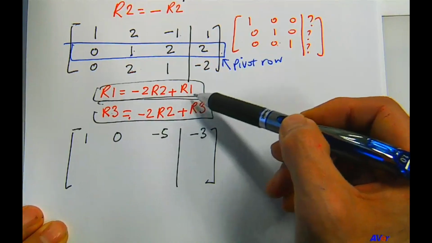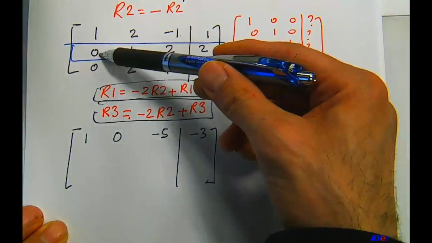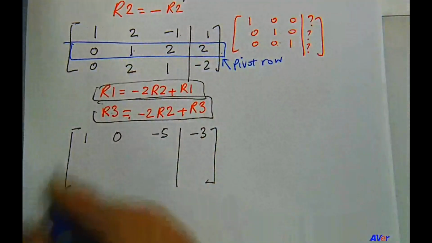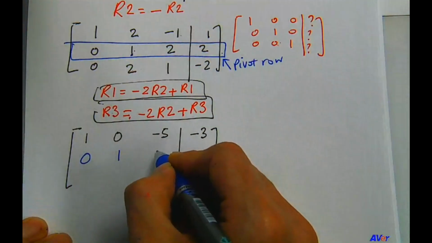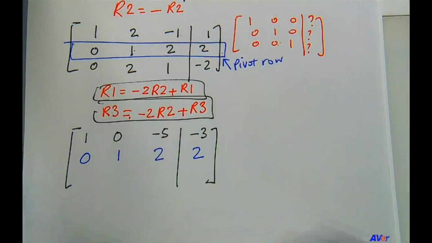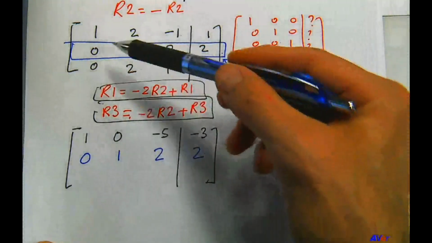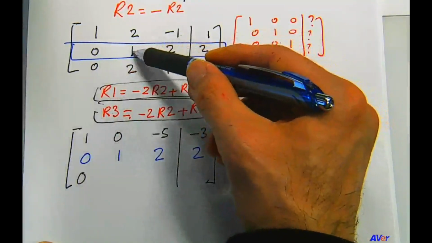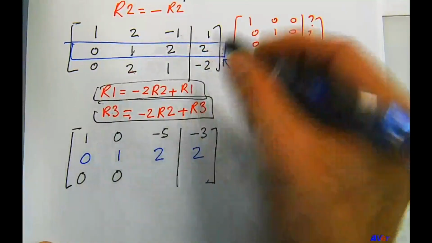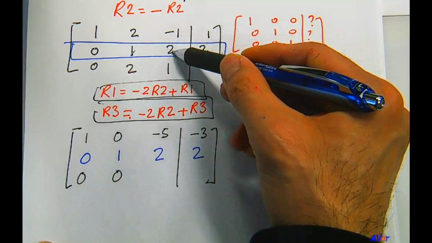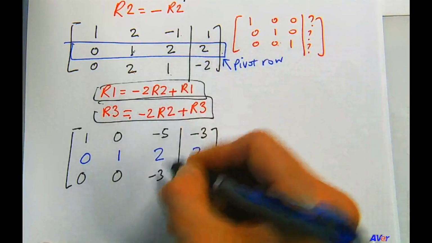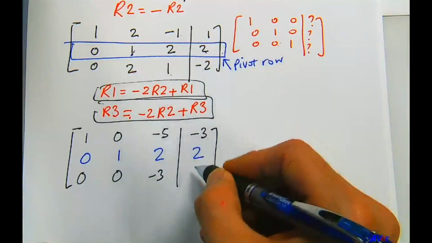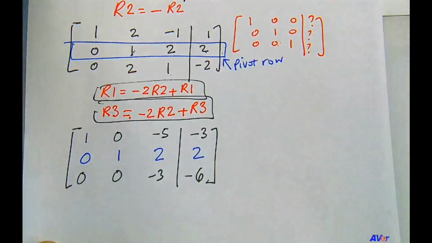to row 3. So minus 2 times 0 is 0 plus 0. Well, meanwhile, let me write down the pivot row, which I almost forgot, 0, 1, 2, 2. Now we're going to do this row operation. So minus 2 times 0 is 0 plus 0, 0. Minus 2 times 1 is minus 2 plus 2, 0. Minus 2 times 2 is minus 4 plus 1, minus 3. Minus 2 times 2 is minus 4 plus minus 2 is minus 6.